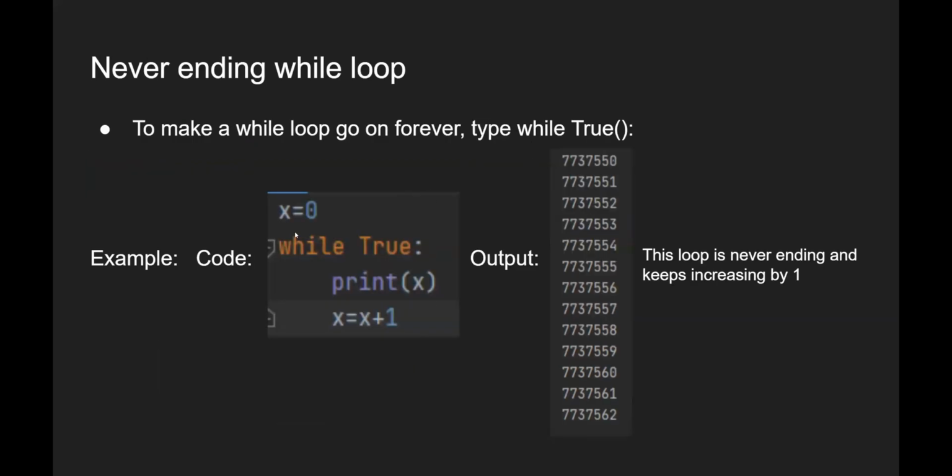If you want to have a forever while loop that never ends, you can just say while True. So if we have x equals 0, and then we say while True, print x, and then x equals x plus 1, this while loop prints each number continuously and it never stops. If you see the output here, it never ended.